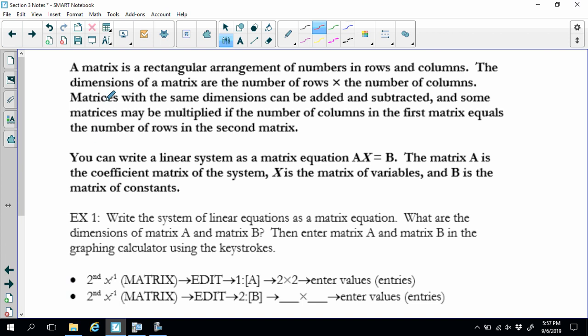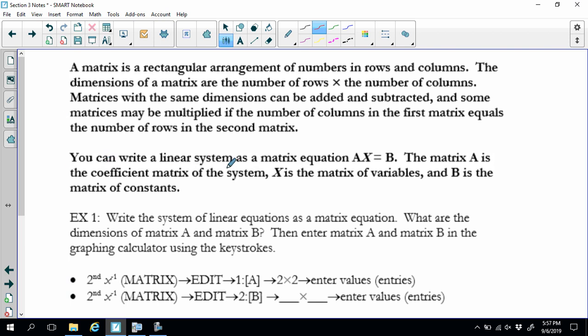Okay, so now, matrices with the same dimensions can be added and subtracted. And some matrices may be multiplied if the number of columns in the first matrix equals the number of rows in the second matrix. Now, you guys won't be learning about adding and subtracting, but we will be doing some multiplication here with our matrices. Now, we're not going to be doing that by hand. In fact, we're going to allow the graphing calculator to do that for us.